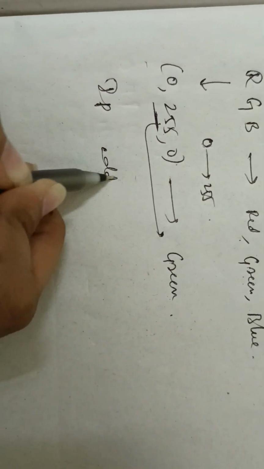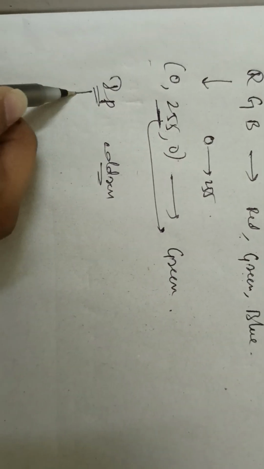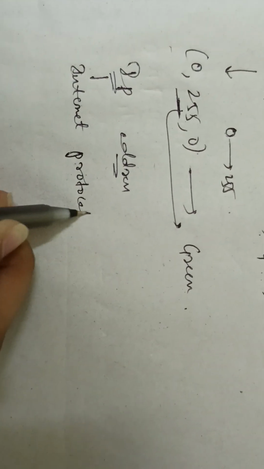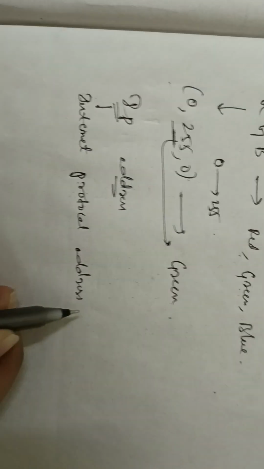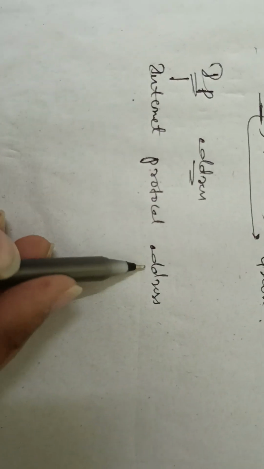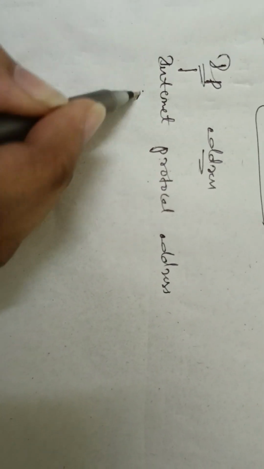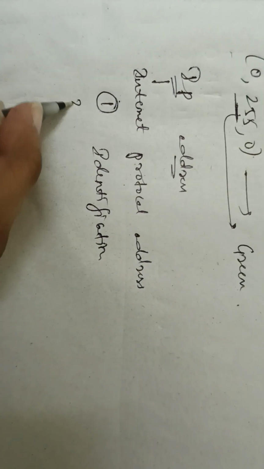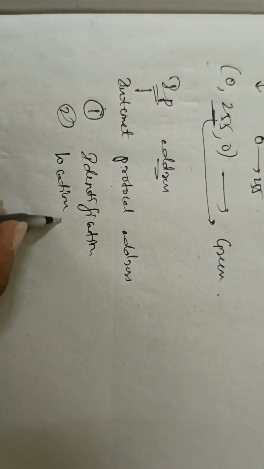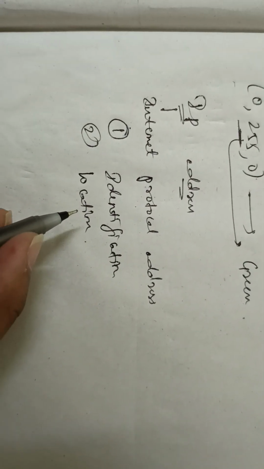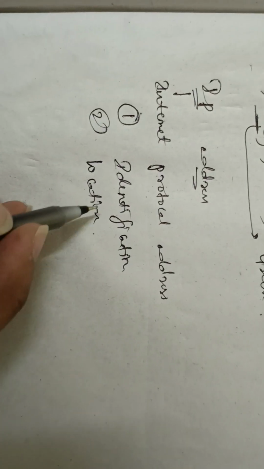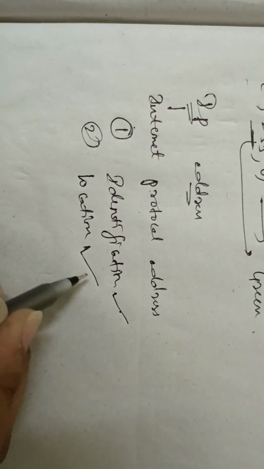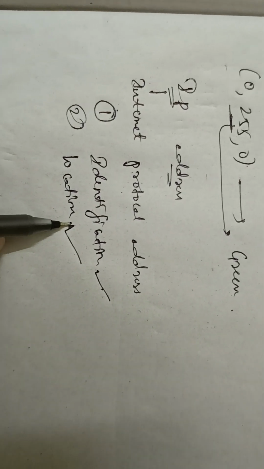IP address, that is, Internet Protocol address. This Internet Protocol address has two functions. One, identification, and two, location. Identification means identifying the network interface, and the location helps in locating the network interface, and this location helps to locate the device on which the network is present.